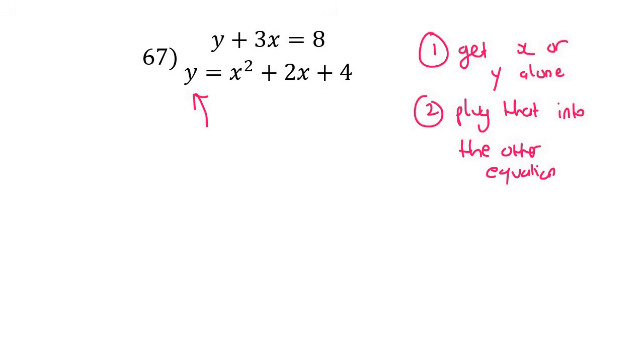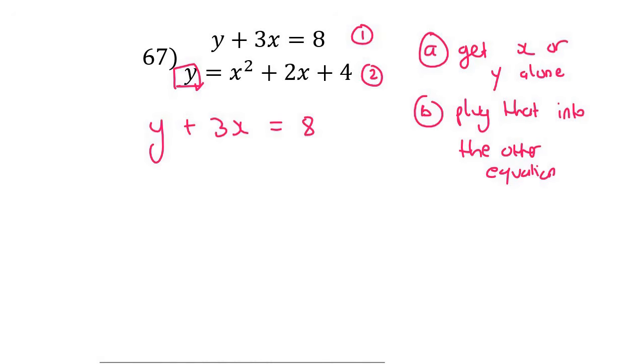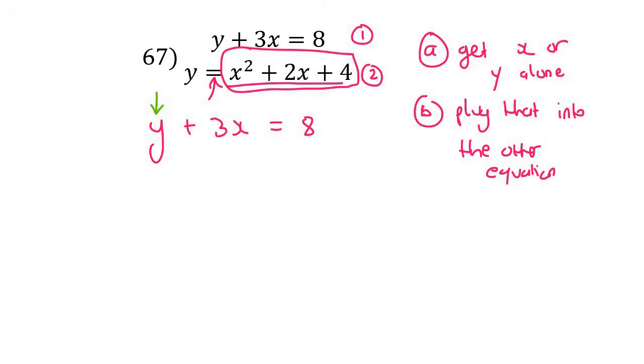Okay, so if for example we call this top one equation 1 and this equation 2, let me rather call this A and B just to not cause any confusion here. So what we did is we did A, we got x or y alone, so we got this alone. Now we put that into the other equation. So we go to the other equation, I'm just going to write it out, and we're going to replace this y, because it says here that y is equal to this. So we're going to put this in the place of y. So we're going to end up now with x squared plus 2x plus 4 plus 3x equals 8.